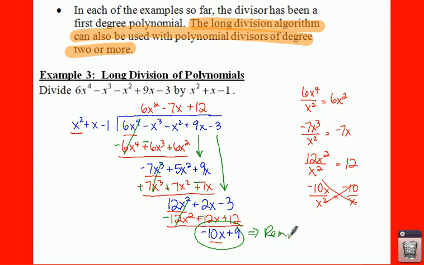So if this is your remainder, the way you write your answer is you just make this a plus, write your remainder on top, so negative 10x plus 9 all over x squared plus x minus 1. And this ends up being your final solution. So, nice example of long and boring division.